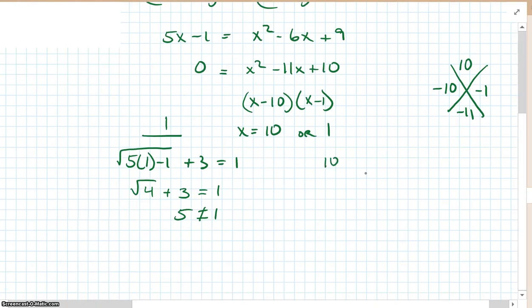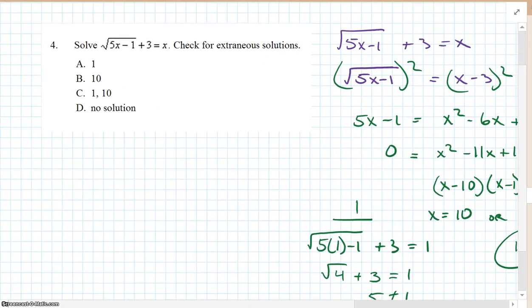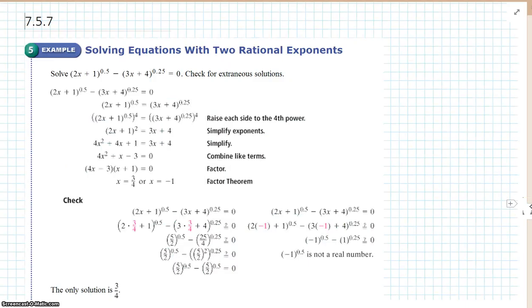So let's try 10. So I've got the square root of 5 times 10 minus 1, plus 3 equals 10. So that's going to be the square root of 49 plus 3 equals 10. So that's going to be 7 plus 3 equals 10. So 10 equals 10. So the only answer for that example is 10. So the answer for that one would just be B. Okay, next page, next example. Solving equations with two radical exponents. We'll finish this in the next lecture.